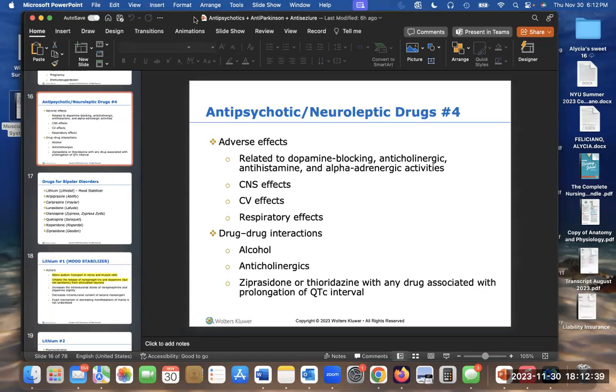Adverse effects are related to the dopamine blocking, or if they're anticholinergic, like some of those reversal agents, we have that anti-SLUD, so we have to be careful with that. For drug-drug interactions, alcohol is always one that interacts with everything. With anticholinergics, you shouldn't use two or more together. Ziprasidone and thioridazine, besides Haldol, can also cause prolongation of the QT interval, so you better watch your EKGs.